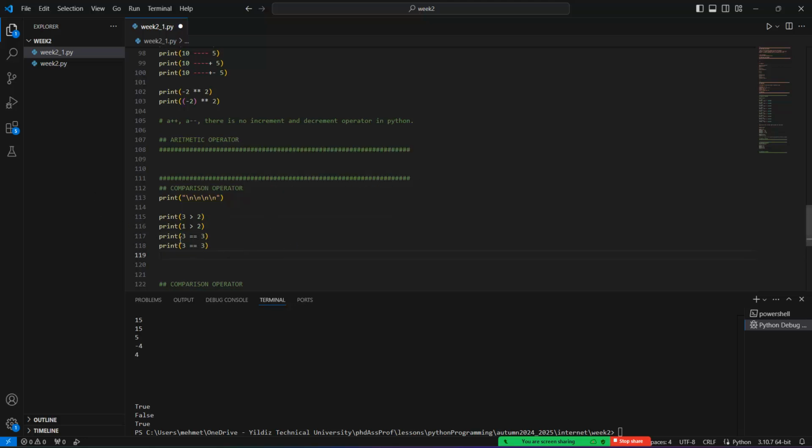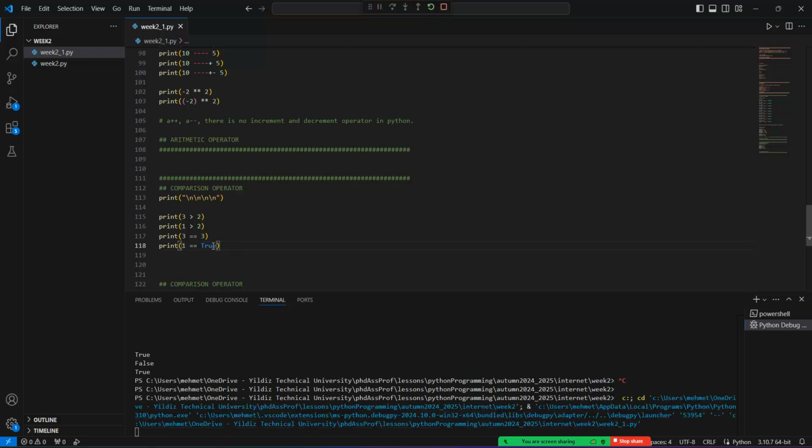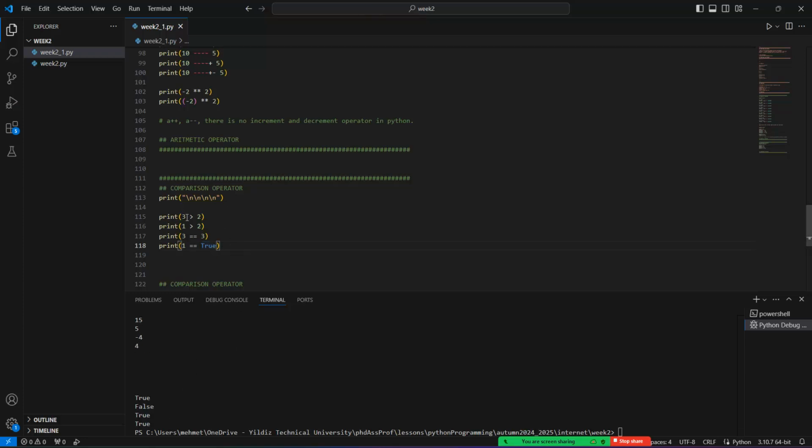So what happens if I choose 1 is equal to true or not? This returns the true value, because the true is converted into the integer value, and so after that this returns the true value.